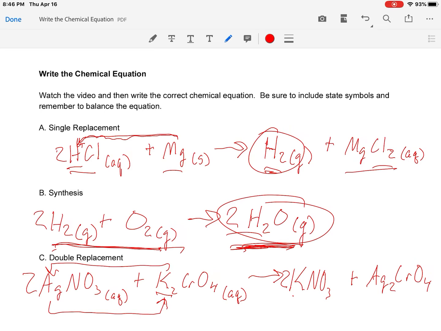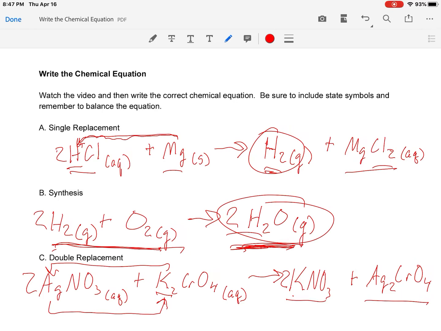A precipitate, remember, is a solid. It is something that does not dissolve. So the bottom line here is that one of these compounds on the product side is still dissolved, is still an AQ, but the other one is a solid. It's a precipitate. It does not dissolve. So we have to figure out which one that is.